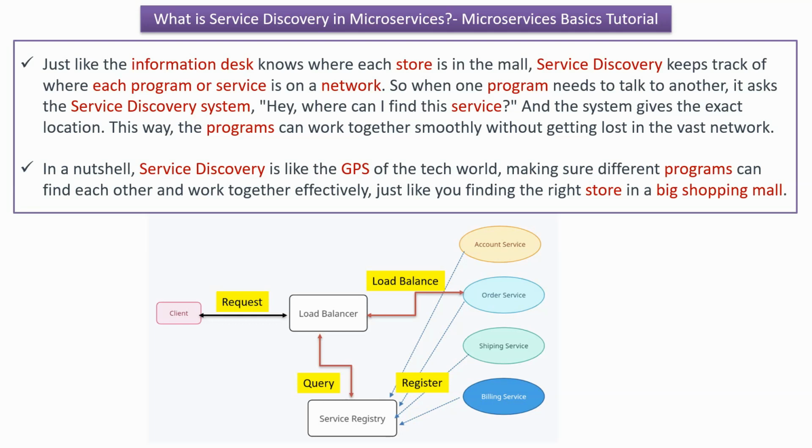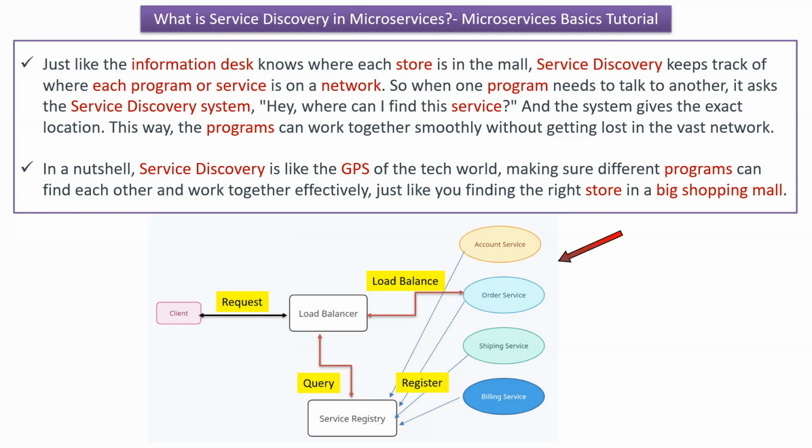When one program needs to talk to another program or another service, it asks the service discovery system, hey, where can I find this service? And the service discovery system gives the exact location. This way, the programs can work together smoothly without getting lost in the vast network.